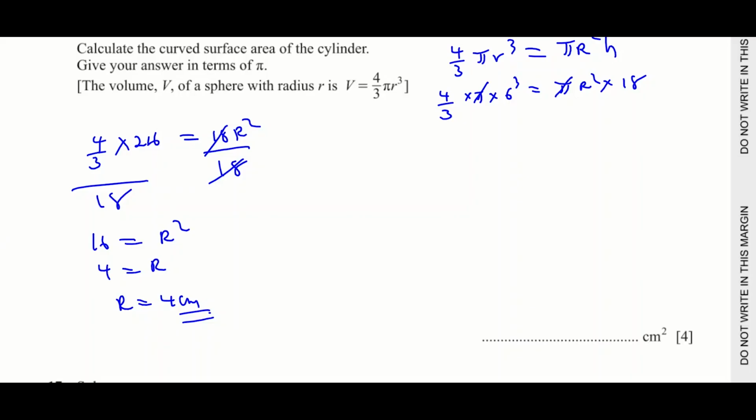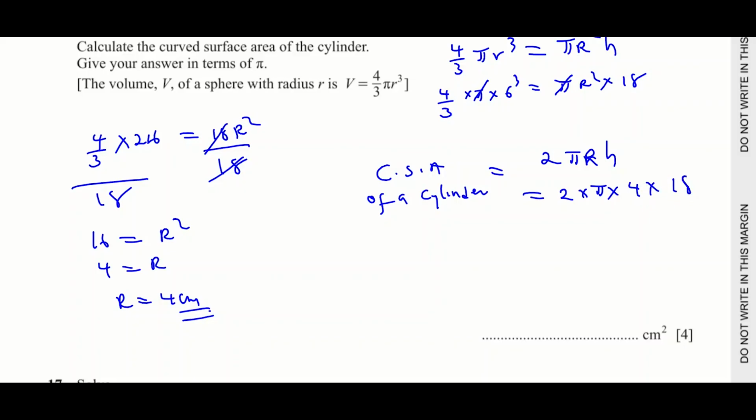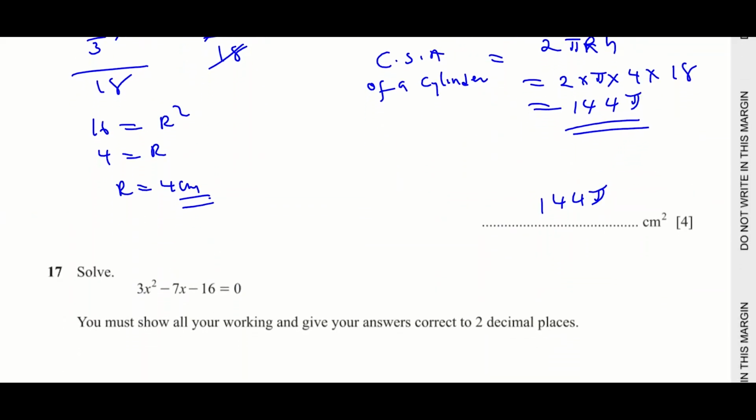So now we can find the curved surface area of the cylinder. The curved surface area of a cylinder equals 2 pi r h. So that will be 2 times pi times the radius, which is 4, times the height, which is 18. If you input this into your calculator, you should get 144 pi centimeters squared. So let's scroll down for the next question.